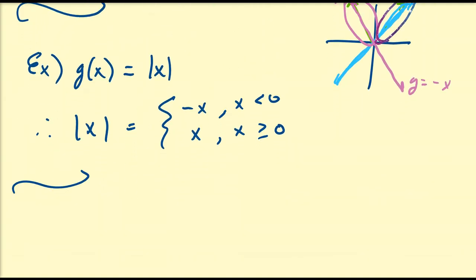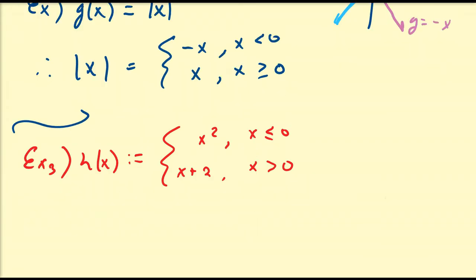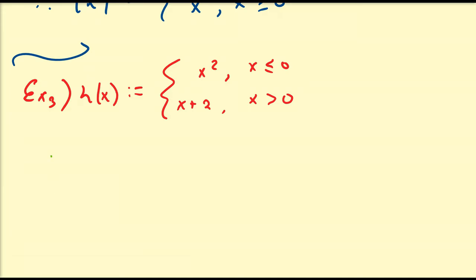So let us look at another example where it would matter. Let us look at example 3. Let's assume h of x is defined to be equal to x squared for x less than or equal to 0, and x plus 2 for x greater than 0. We know what x squared looks like. We also know what x plus 2 is. That's just a line shifted up 2 units.